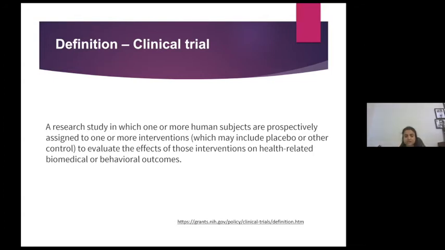A clinical trial, let me reiterate this, is a research study in which one or more human subjects are prospectively assigned to one or more interventions. This intervention can be a control, which is typically called a placebo, or it can be the actual medicine. So in the COVID-19 trials, if we studied, say, 100 people, some of them were given sugar water or placebo, and some of them received the actual vaccine. The aim here is that we want to study apples to apples. If we see any change in the patient population, it is due to this drug and not a random effect. So you have to have these controls. This is done to evaluate the effects of those interventions on health related, biomedical, or behavioral outcomes.